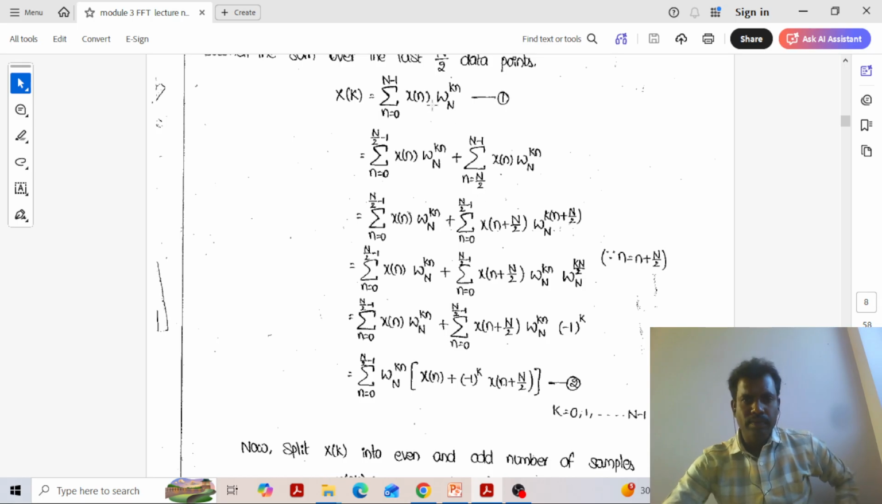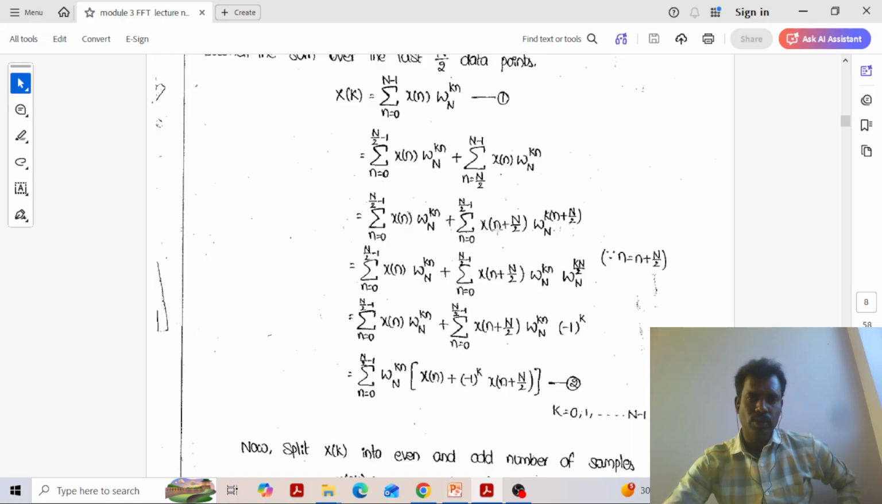So here the input x of n W_N power kn is divided into two parts. We don't say it is even and odd, it is just divided into two parts, 0 to N by 2 minus 1, and N by 2 to N minus 1. So for the first half we take n from 0 to N by 2 minus 1, and here n from N by 2 to N minus 1. This summation from N by 2 to N minus 1 can be replaced with 0 to N by 2 minus 1 when n is replaced by n plus N by 2.